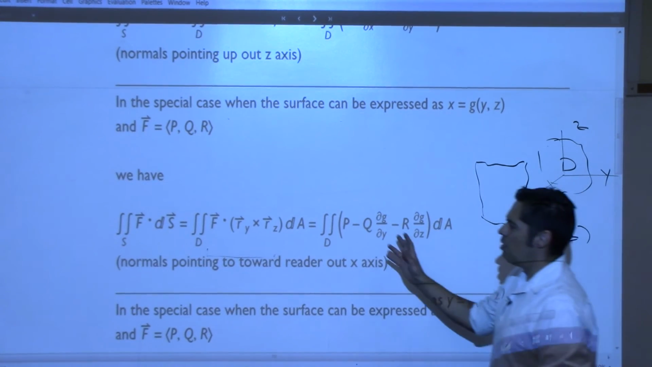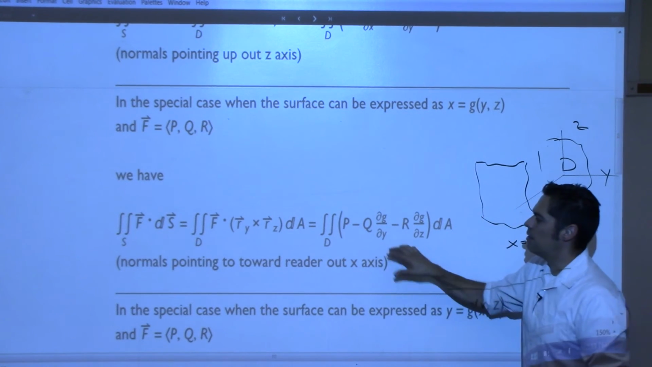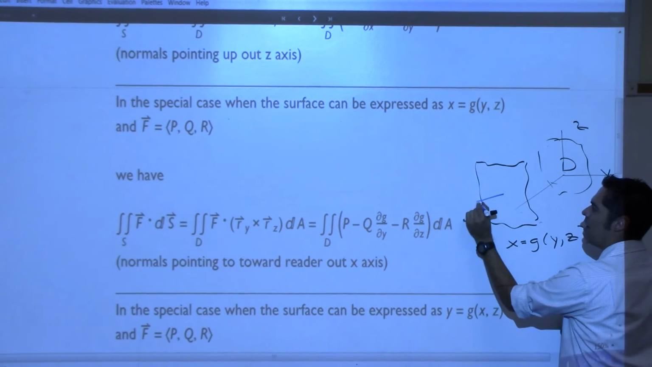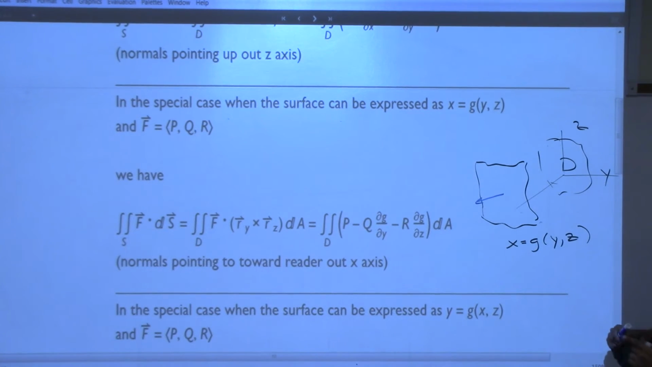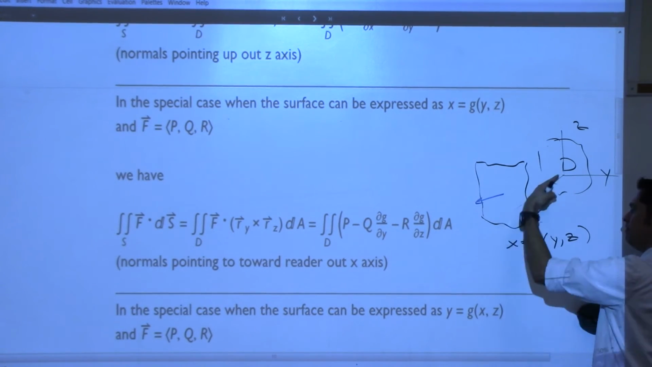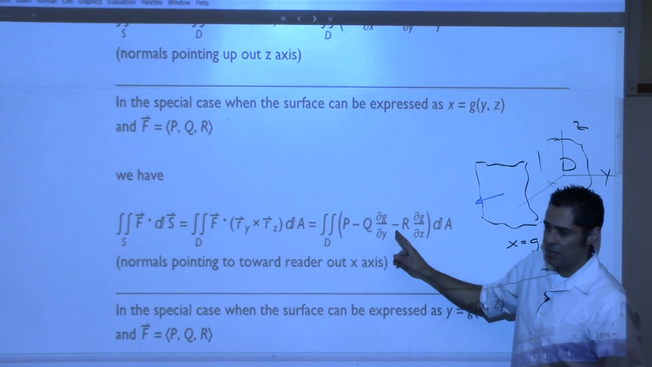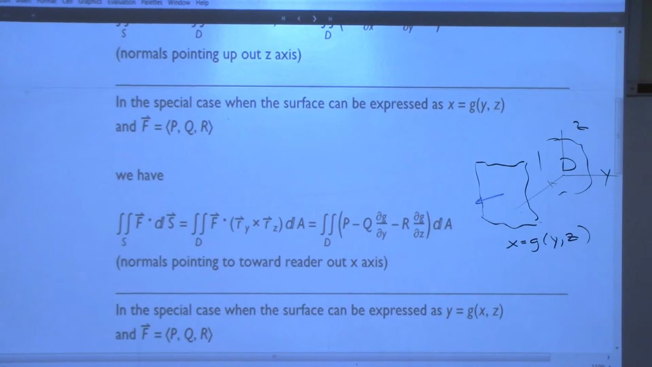Then you don't have to go through all this mess of coming up with the formulas and crossing them. This is it right here, as long as you treat the normals as the ones pointed out towards you, like out towards us. If you want to make your normals go into the page or towards the negative direction of the x-axis, then these will all change again. Negative, plus, plus. All right?